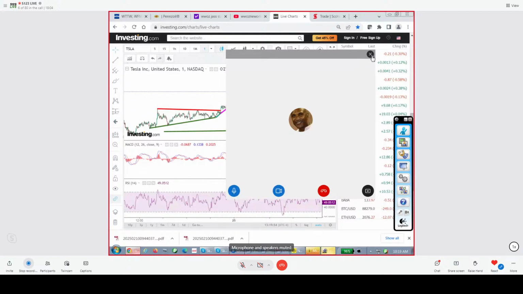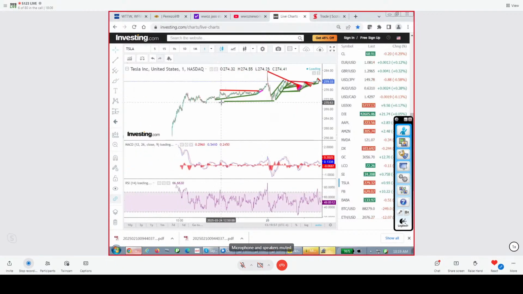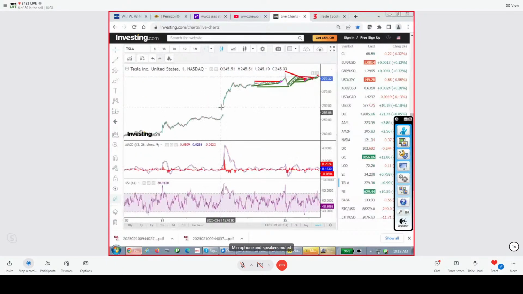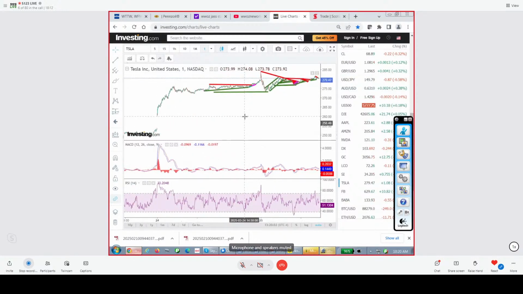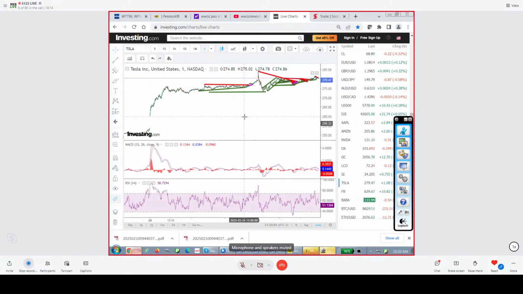Okay, so here's my analysis of what happened. I'm on the 1 minute chart, and this is what happened yesterday. We had a rise up in price, going sideways in the form of wave 4.